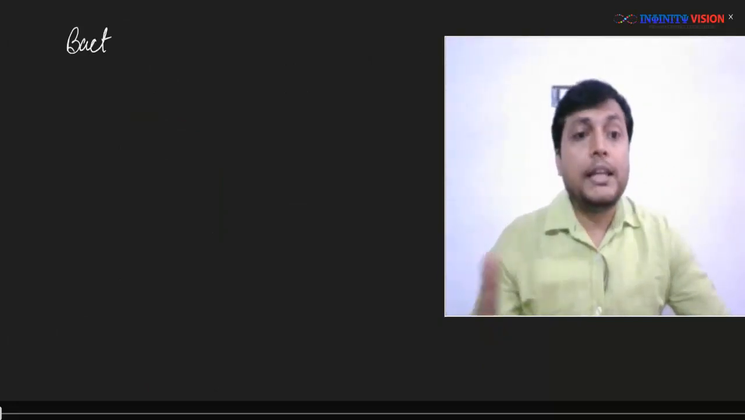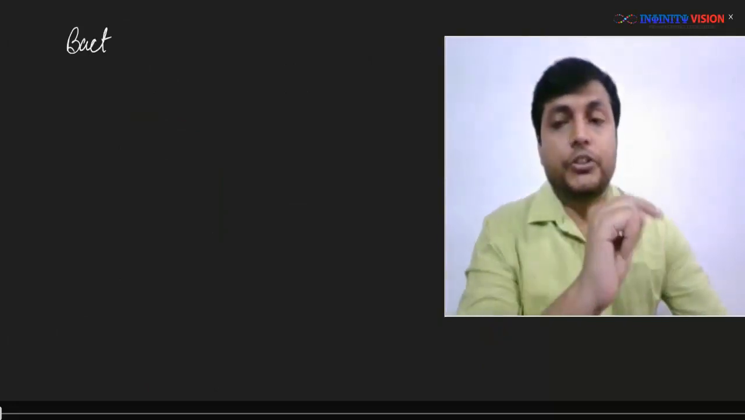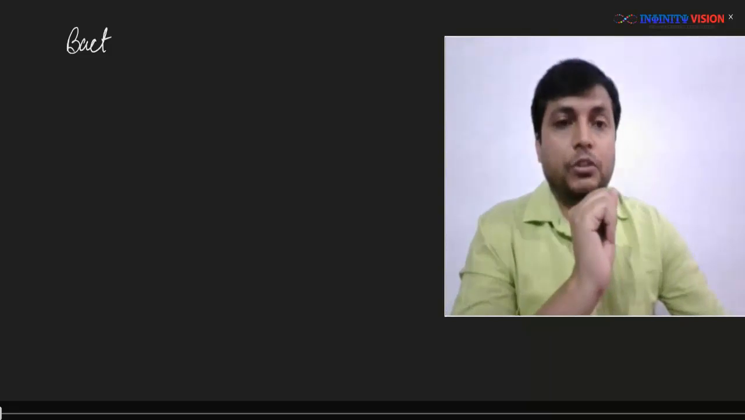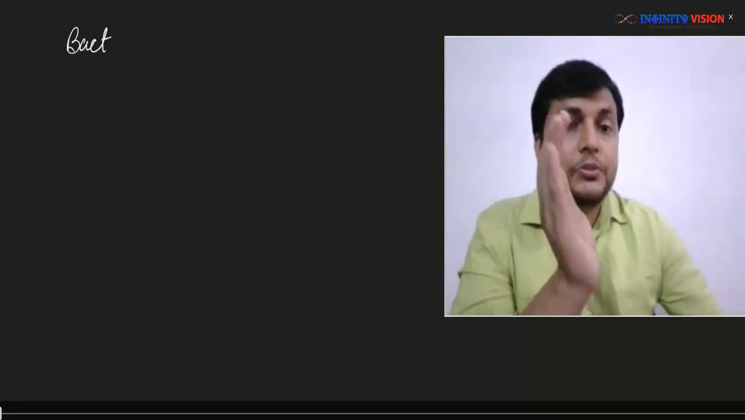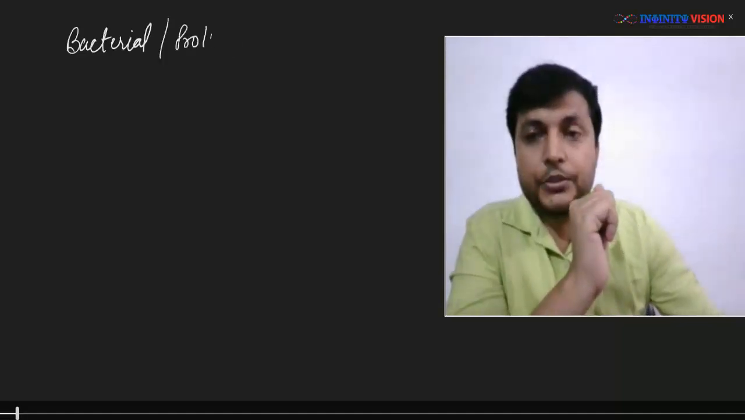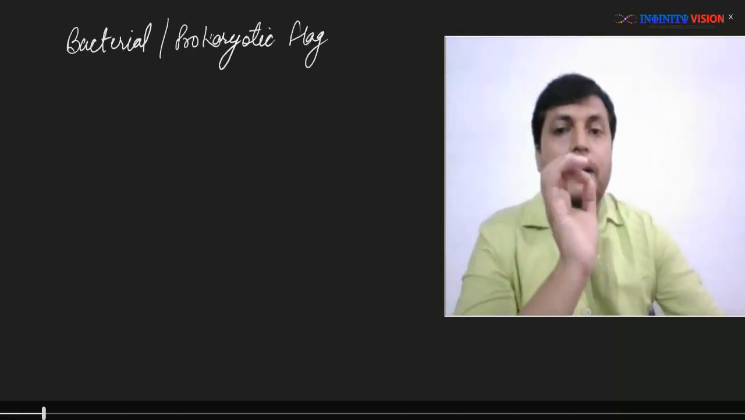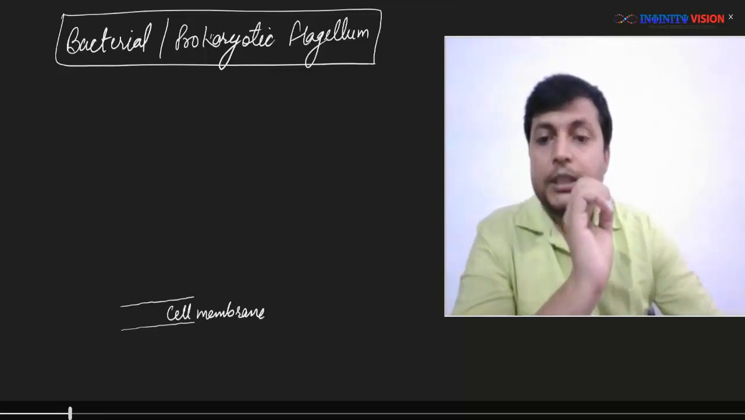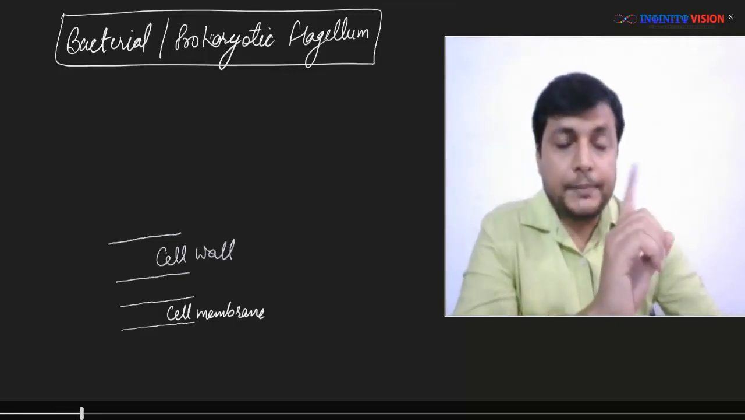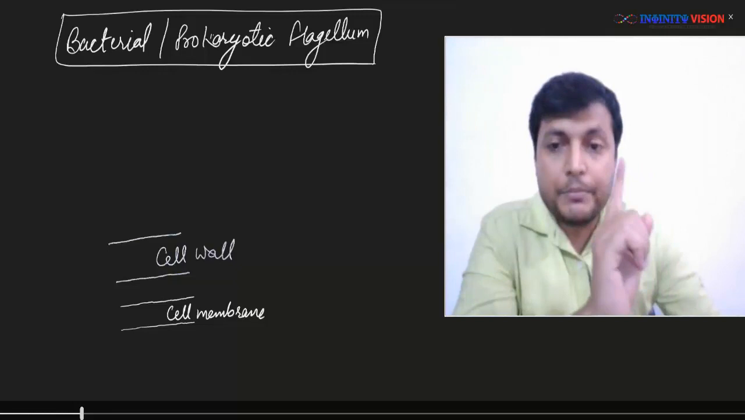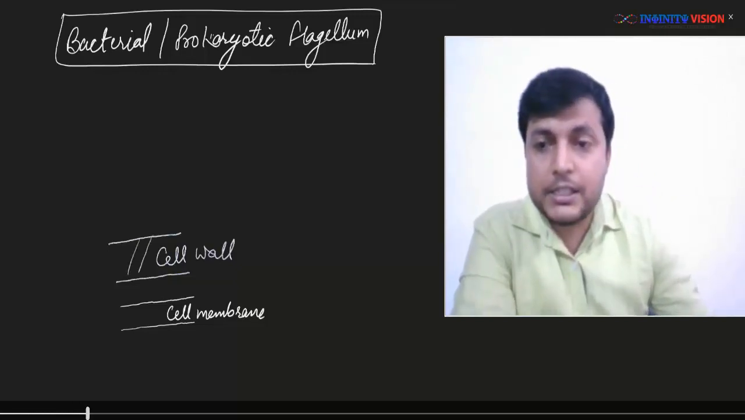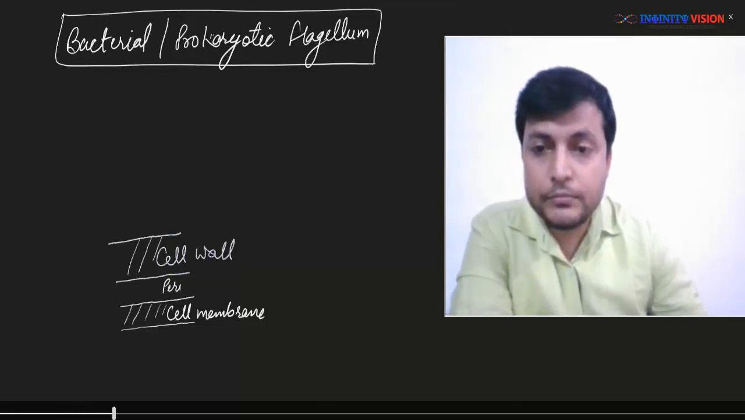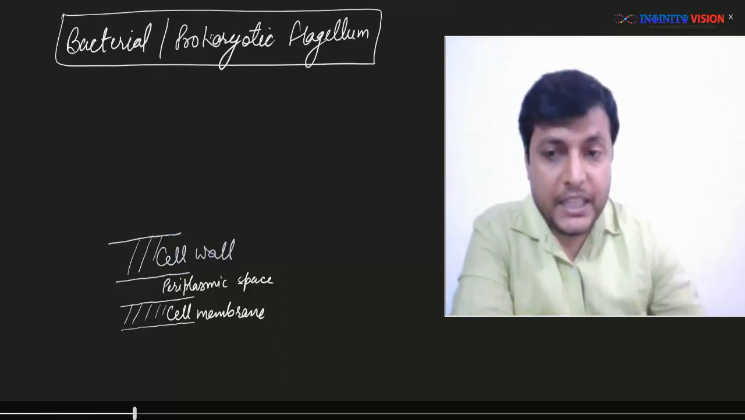Now, let's look at the structure of a bacterial or prokaryotic flagella. How they appear, what is the structure, right? So let me draw it for you. To draw it, let me first make the cell membrane and the cell wall, right? So this is the cell membrane and the other one is the cell wall, correct? And the space between the two is called the periplasmic space.